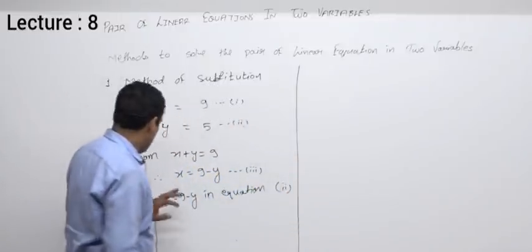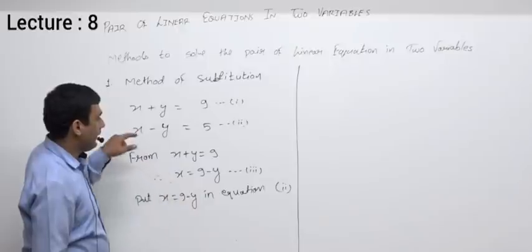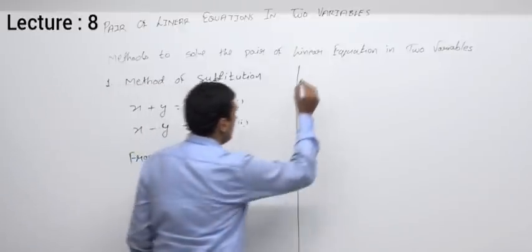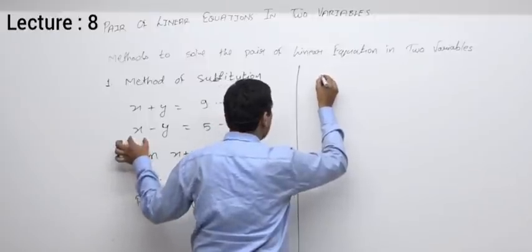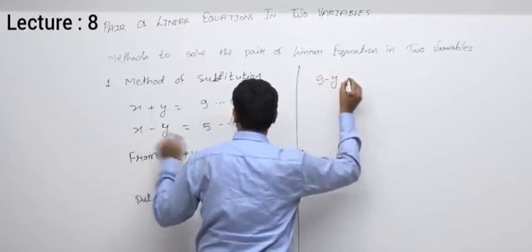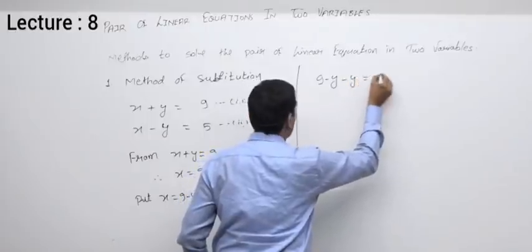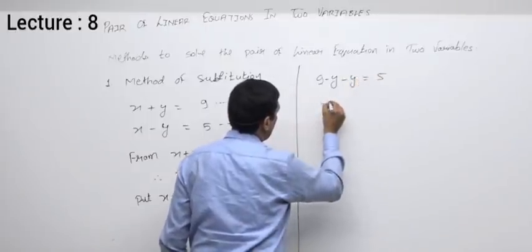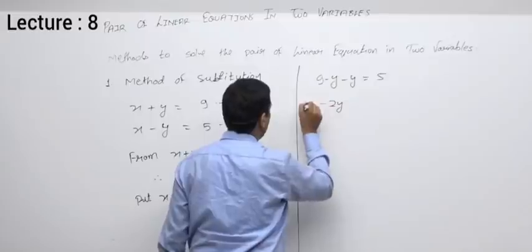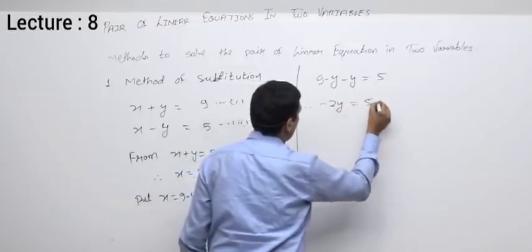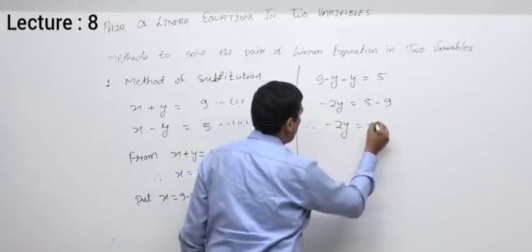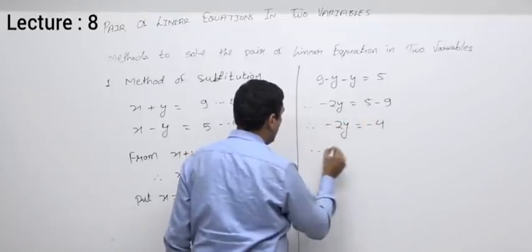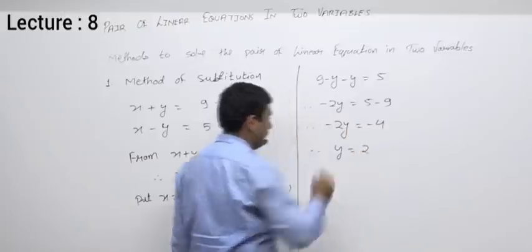Okay, so I will put x equal to 9 minus y in equation number 2. So in the place of x I will write 9 minus y, then minus y as it is equal to 5. So this is minus 2y, and this 9 will come over there, so 5 minus 9, so minus 2y is equal to minus 4, so you will get y is equal to 2.